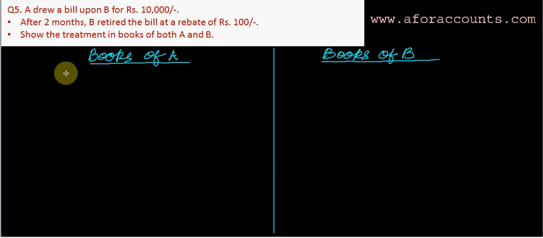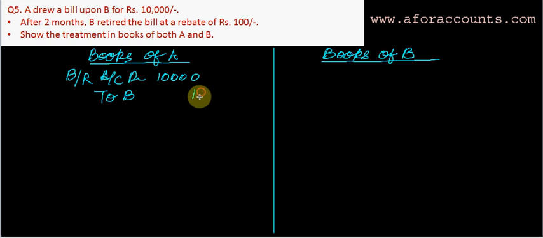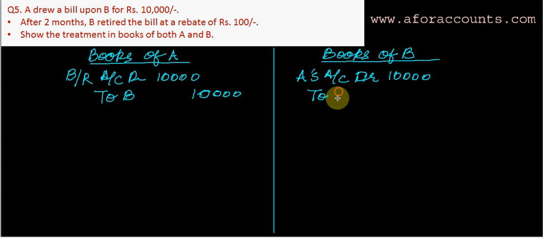It will be bills receivable account debit 10,000 to B 10,000, and in the books of B the entry will be A's account debit 10,000 to bills payable. Bills payable needs to be credited 10,000.